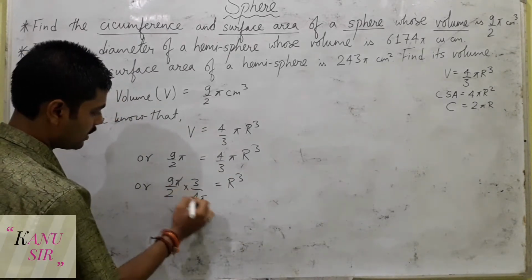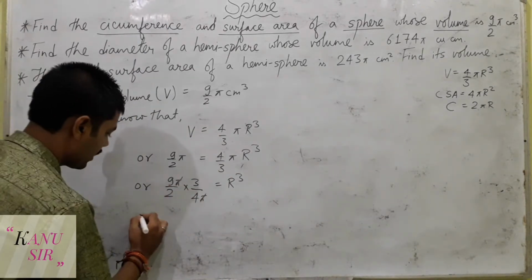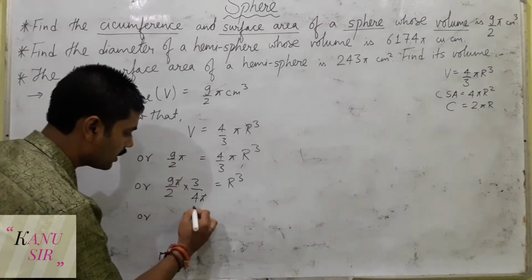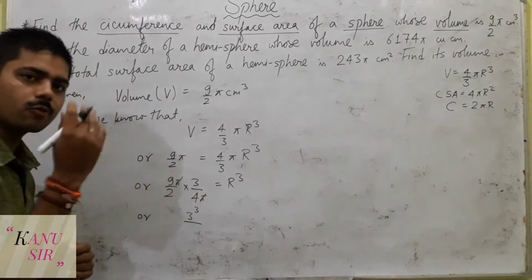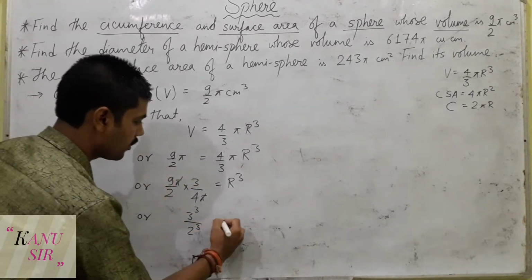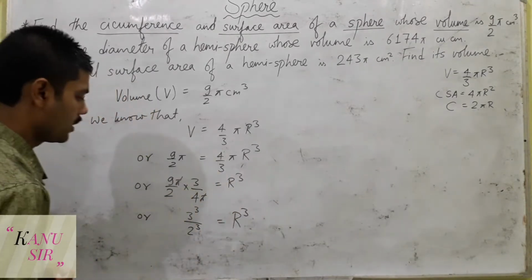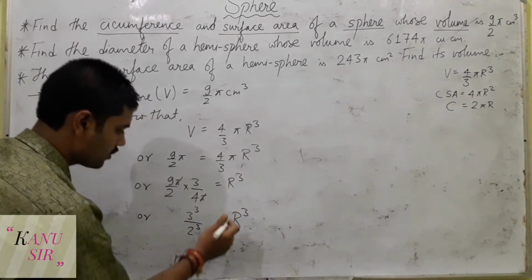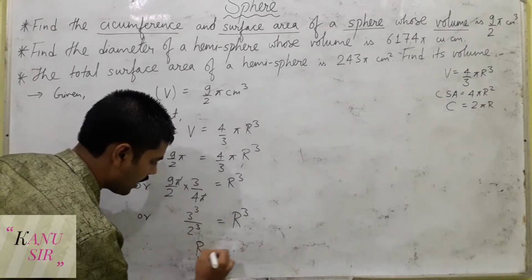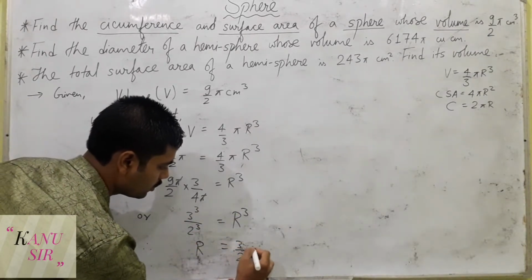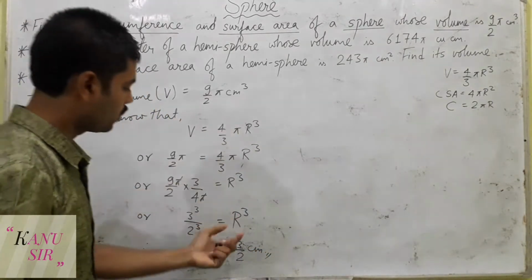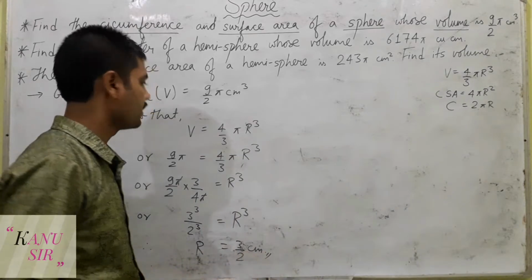After that you can cancel pi here. 9 is the square of 3, so with 3 you get 3 cube. 4 is the square of 2, so with 2 you get 2 cube, equals r cube. Therefore you can remove the cube from both sides, and r equals 3/2 centimeter. The volume was in centimeter cube, so the radius is in centimeter.